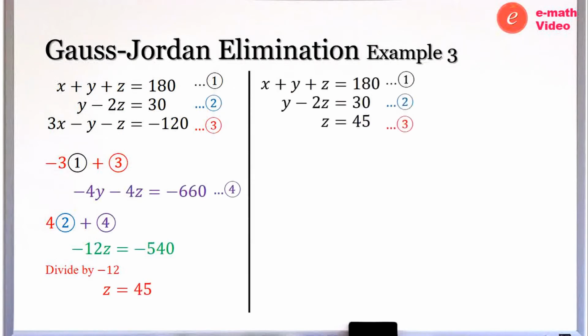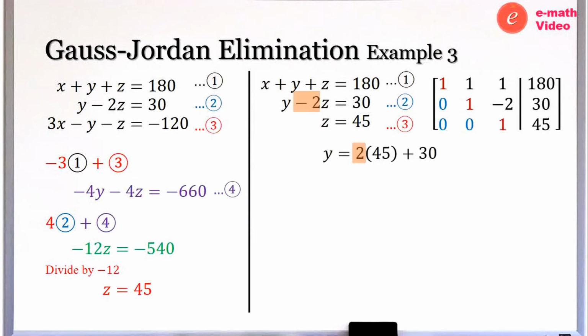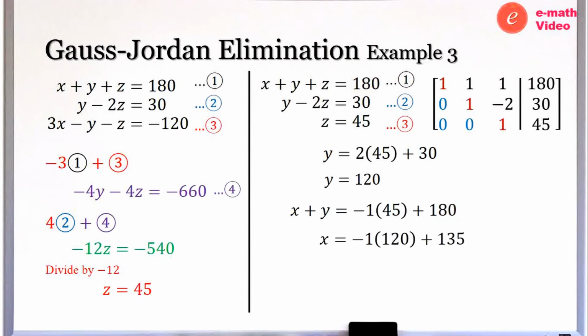Draw a line. This is what we have now. I will put the matrix at the side for your reference, but I will not use it. From here, I can straight away tell you y is positive 2 times 45 plus 30, which equals 120. X plus y is negative 1 times 45 plus 180. And x is negative 1 times 120 plus 135, which is 15.